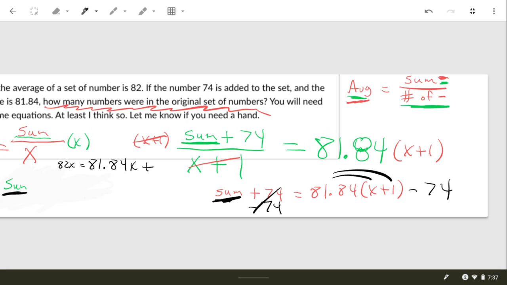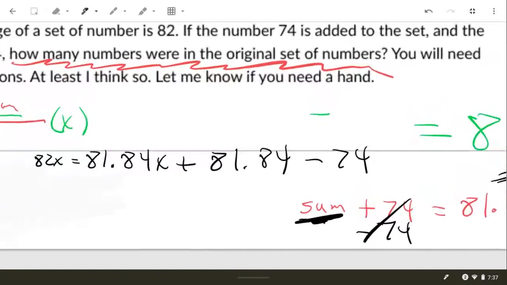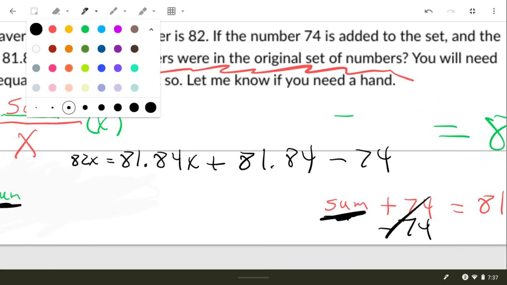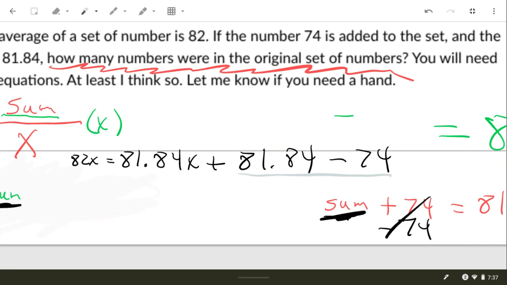plus, I'm going to do 81.84 times the 1. Need some room here, actually. There we go. 81.84, and then minus the 74. Okay, we'll finish solving this thing. These you can go ahead and combine with each other. And I'm going to move all my x's to one side. So minus 81.84x. And then minus the same thing right there.